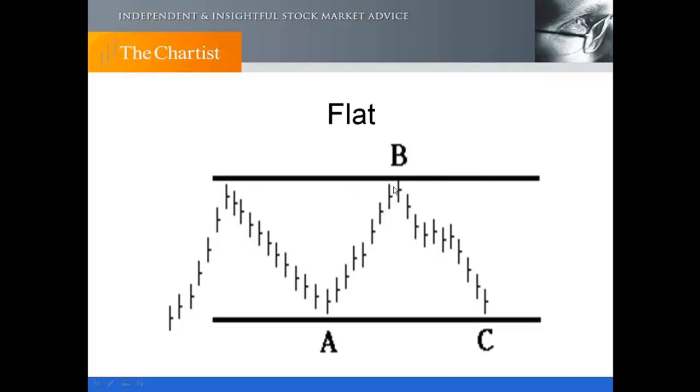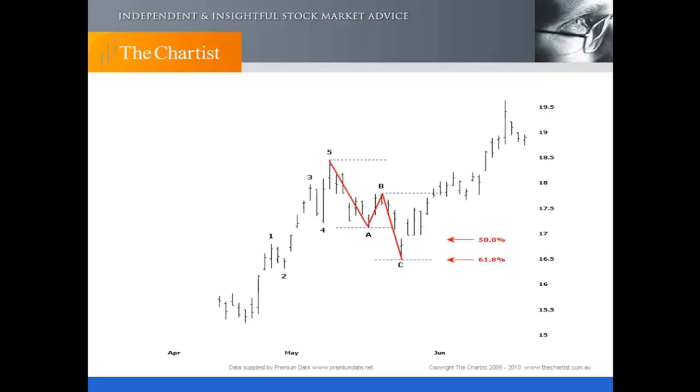A flat pattern is more of a sideways zigzag pattern. So what we have is wave A comes down, wave B tends to go all the way back up and tags the high, so we've got a double top pattern in place, and then wave C comes back down, equaling the lows of wave A.